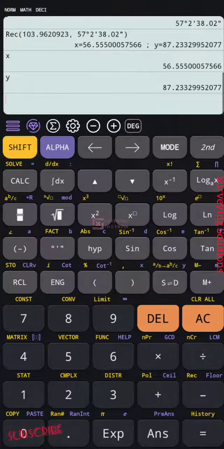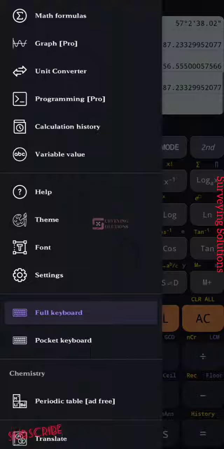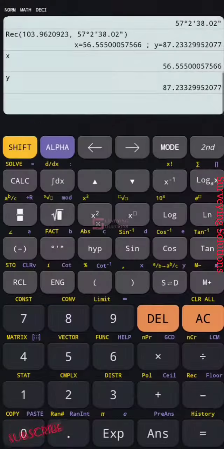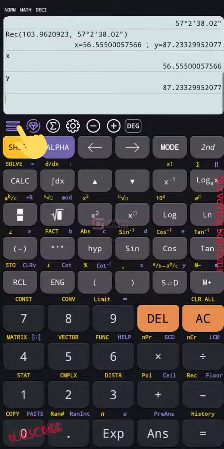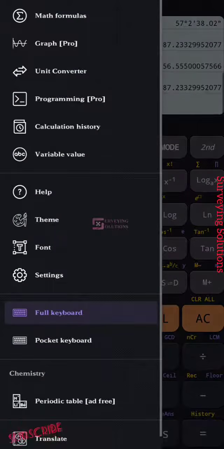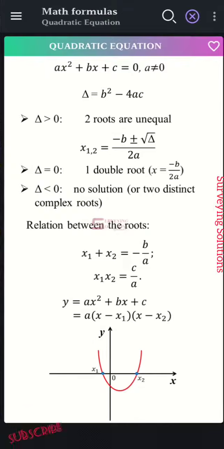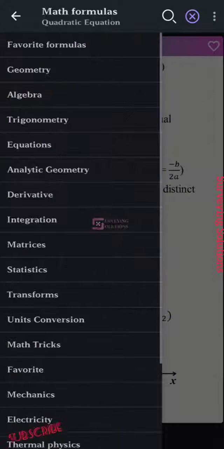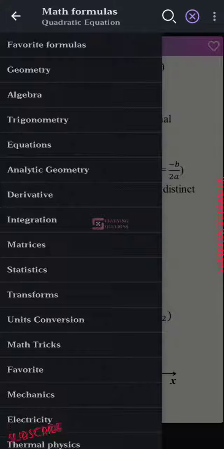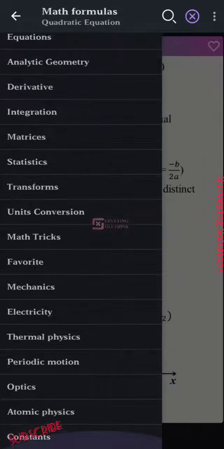Now we can still do something else. Good. We can also have some math formulas. We said you can't go to your exam hall with this your phone. However, when you're studying and you can't recall some math formula, you can actually click on this option, because that's what this actually means. These 3 horizontal lines below the display, you just click on it and you come to math formula. So you can see different math formulas as they are being displayed. Now you have your favorite formula, you have geometry, algebra, trigonometry, equation, analytic, and the rest of that.